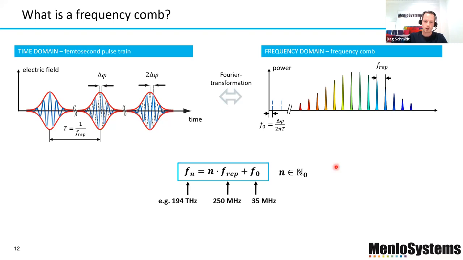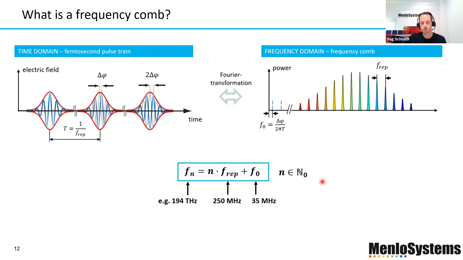What I haven't told you so far is how do we measure these two frequencies? The repetition rate is quite easy. We just shine the laser on a photodiode. And if you connect this photodiode then to an RF spectrum analyzer, you will see the 250 megahertz and all the higher harmonics. So this can be measured directly with a photodiode and counted then with a frequency counter. This is not a problem. F0 is a bit more tricky. And this was the idea of Theodor Hänsch.